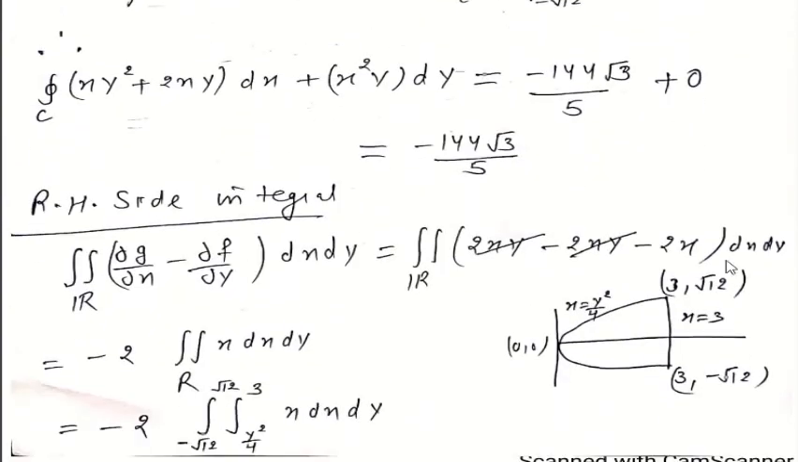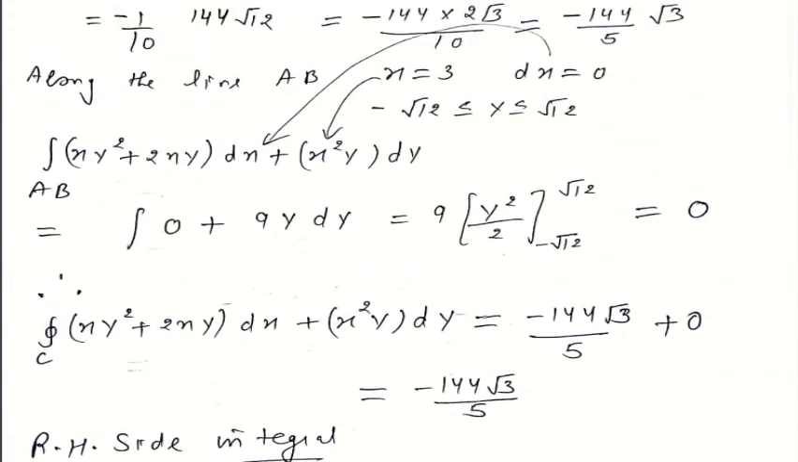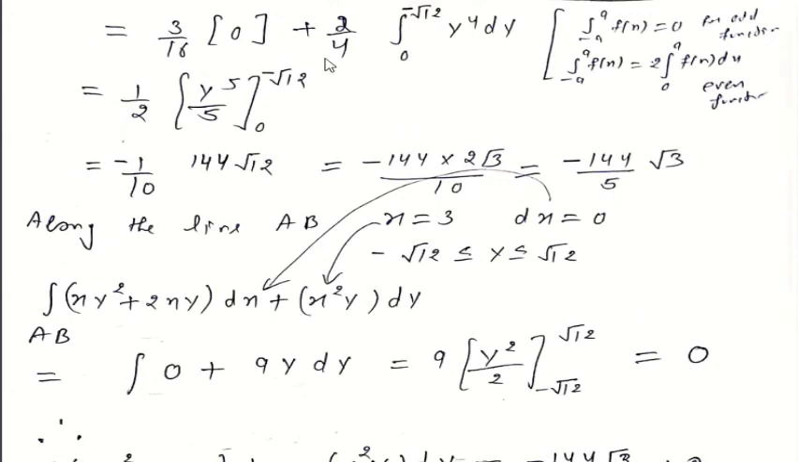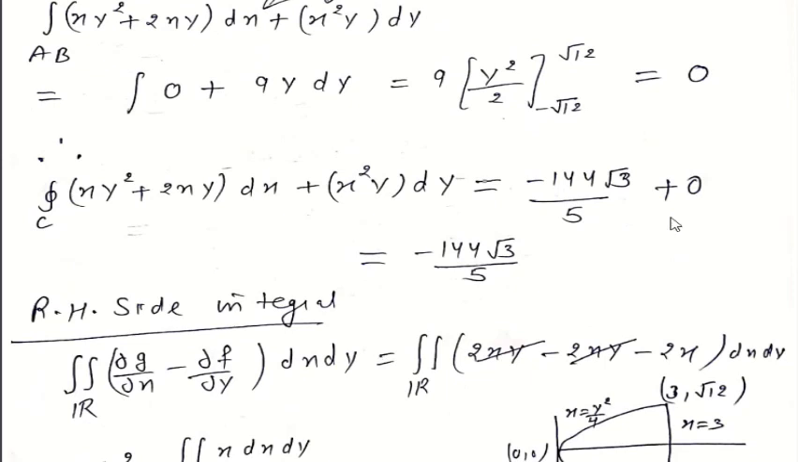Now let us find the answer for the AB curve. On the AB curve, the value of x is 3 and if you take the derivative, dx becomes 0. Y varies from this, so substitute dx as 0, x as 3 and integrate. Again it is an odd function from negative to positive, which will give you 0. So the final answer for the line integral is the sum of those two results.